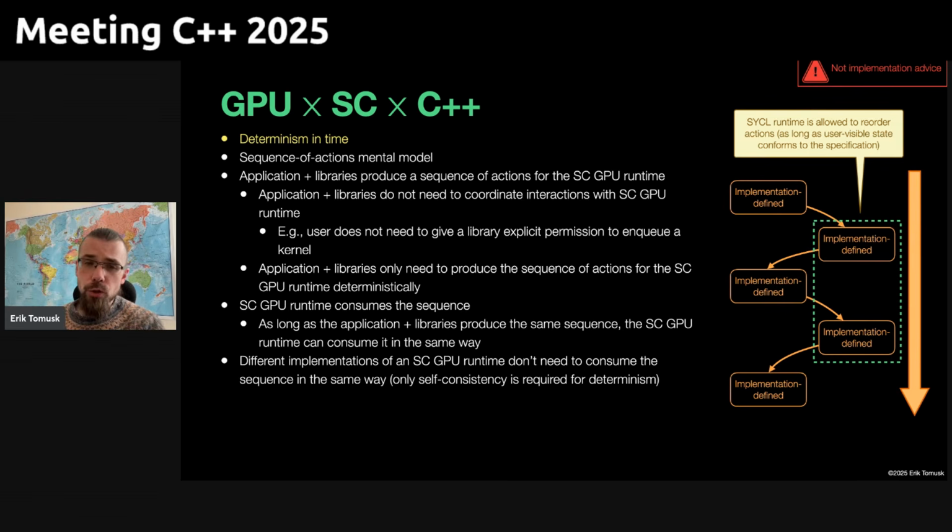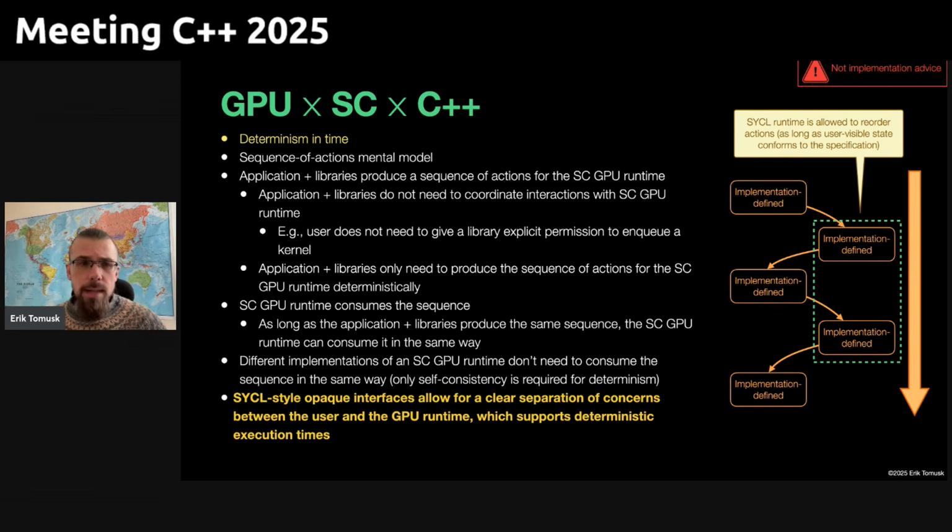what our implementations should do. And what we need from these GPU runtimes is only to be self-consistent. If we have 2 vendors producing a GPU runtime, they don't need to be consistent with each other for us to have determinism. As long as they're self-consistent, that's enough determinism to be testable.